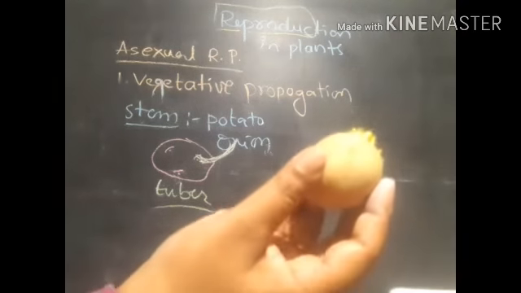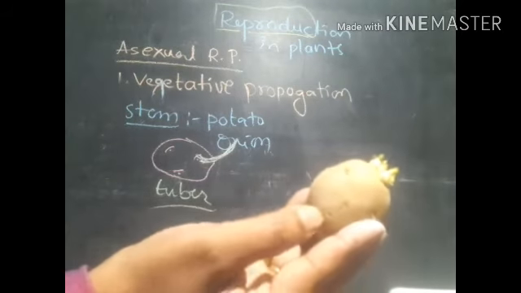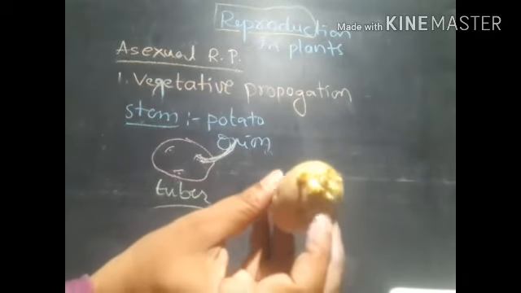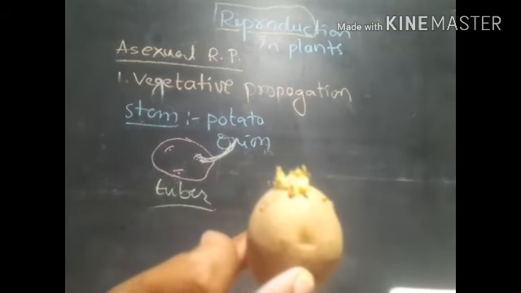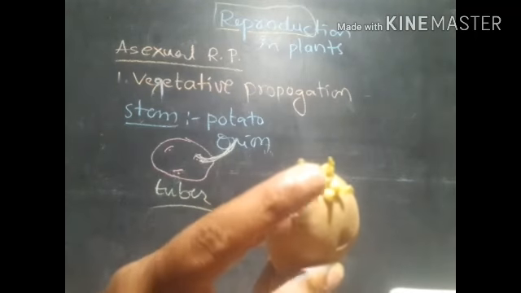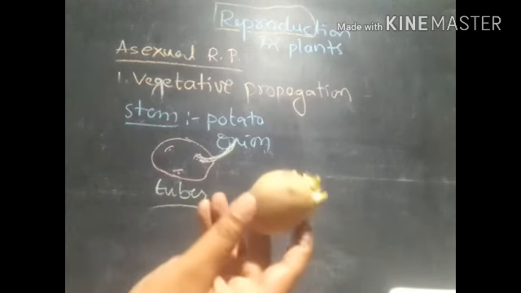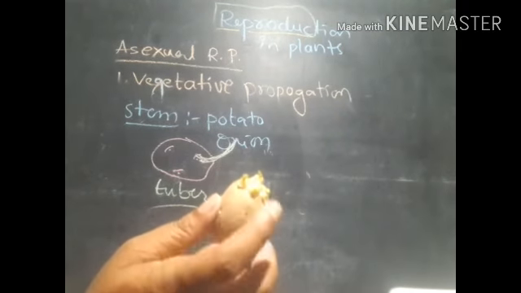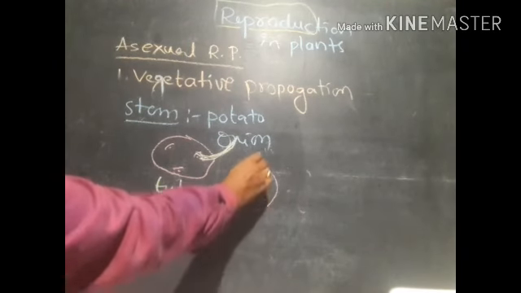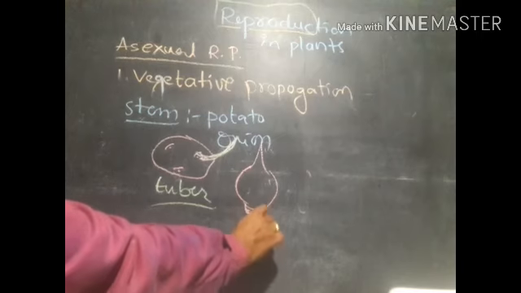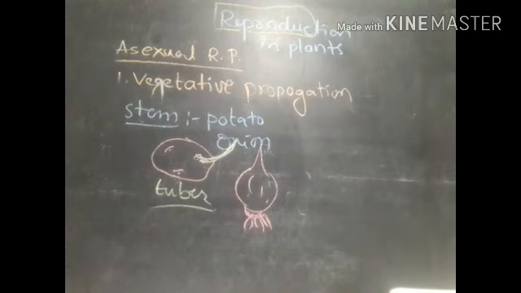Potato tuber is the stem. For example, see here. This is potato tuber. And you can see the eyes. On the eyes, there is a growth of plant root, plant stem, see. If you cut this and sow this in the soil, then definitely it gives you a new plant. It is potato tuber. The stem can produce new plant. Like that, onion bulb also, it is a stem.